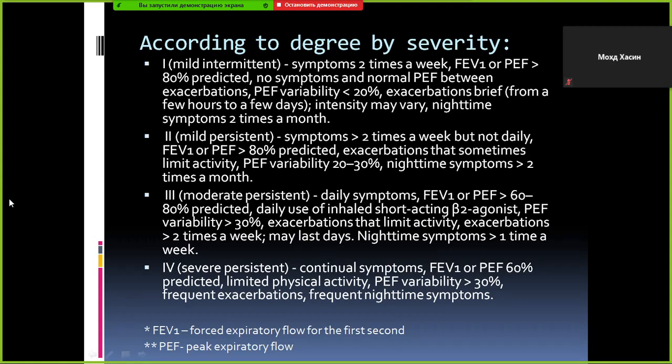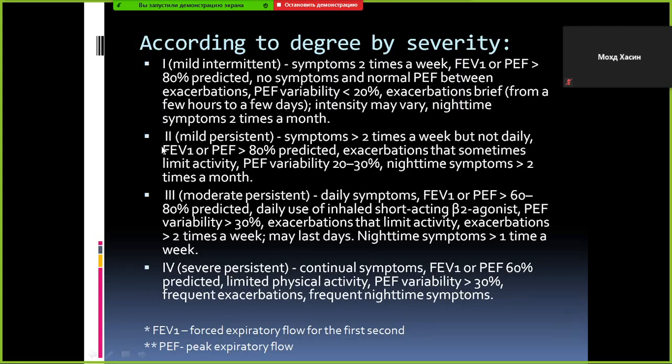So, according to the degree of severity, once again, it is divided into 4 grades: mild intermittent, mild persistent, moderate persistent, and severe persistent. And in order to assess the degree of severity of our patient, we must carefully analyze his symptoms, the severity and frequency of symptoms. So how many bronchial asthma attacks per week? Are there nighttime symptoms? Is there physical activity limitation, and so on?